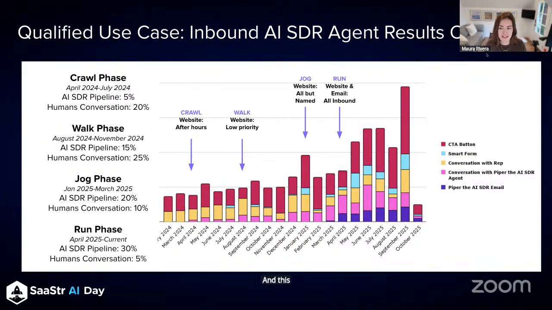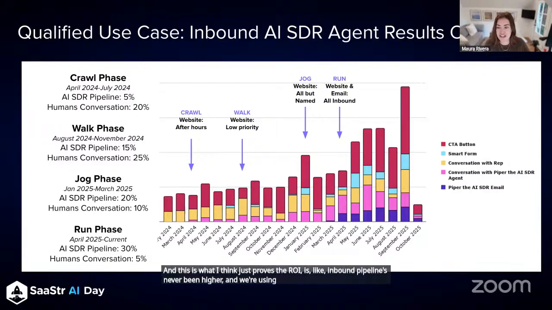And this is what I think just proves the ROI: inbound pipeline has never been higher, and we're using an AI SDR agent to do all of it.